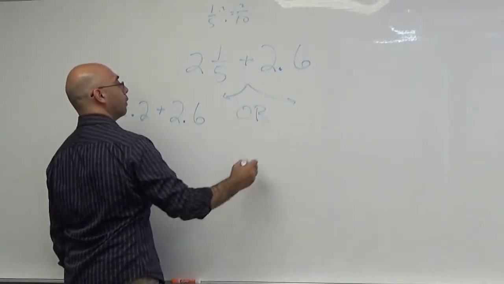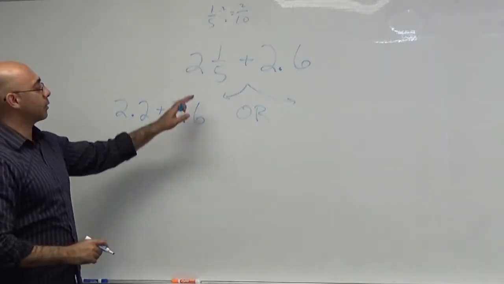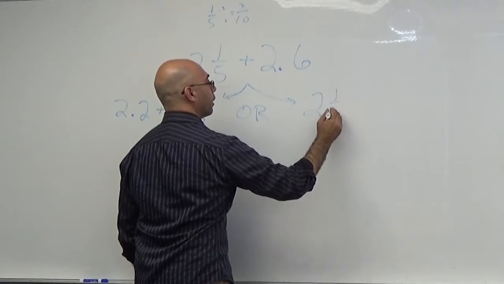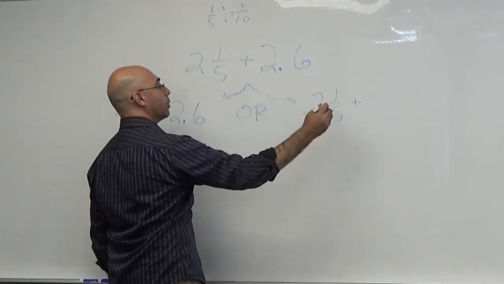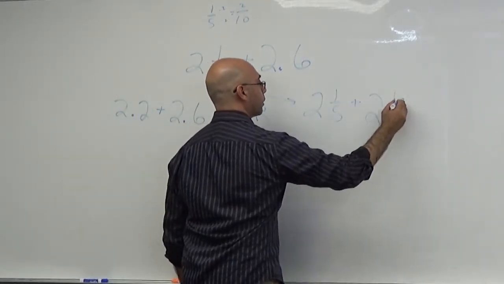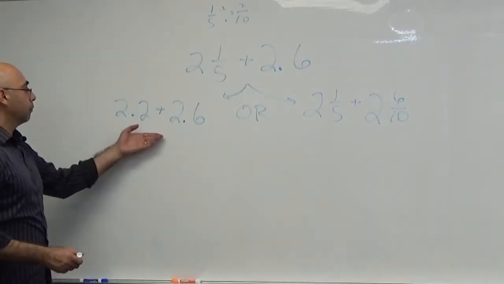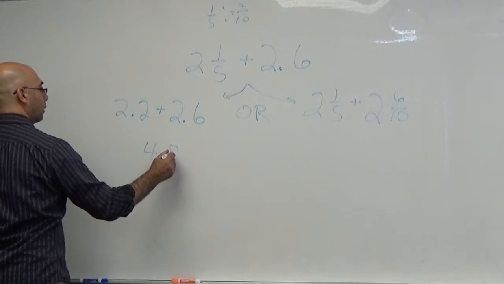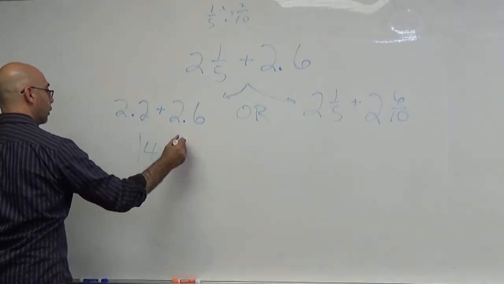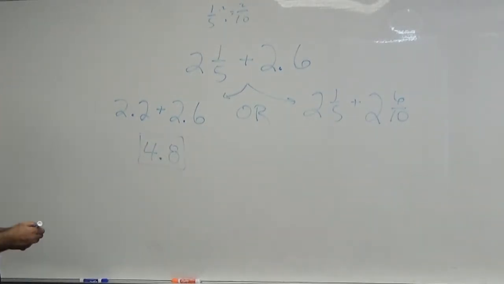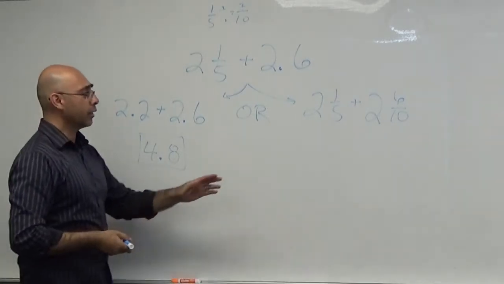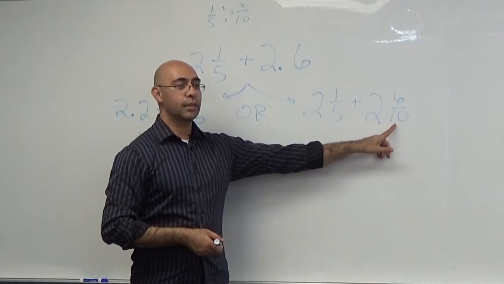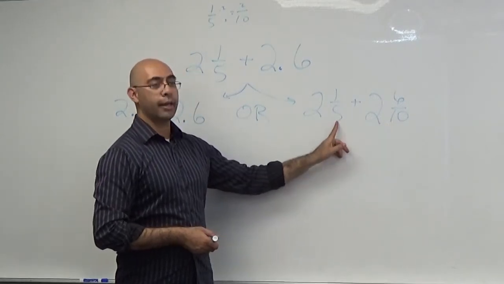Or you can do what somebody else had said, make them both into mixed numbers. 2 1/5 plus, this would be 2 6/10, correct? Now this just becomes 4.8. And just to let you know, 4.8 is 4 8/10. Doing this one here, you can do this one of two ways. You can either reduce this or just turn that into a 10.